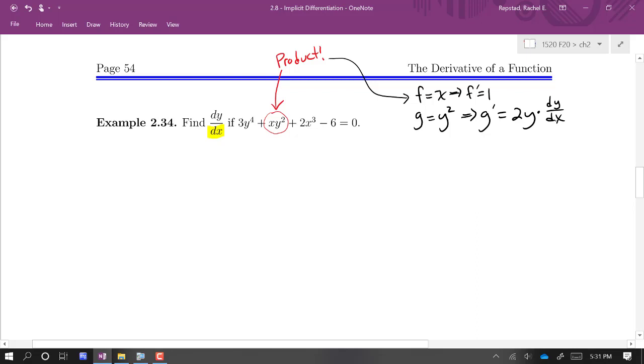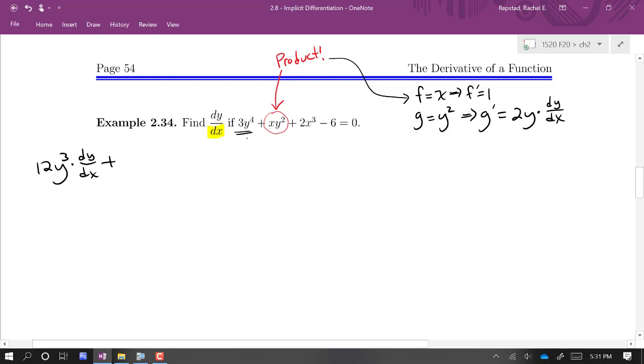All right, now let's start. We're going to just take the derivative of this equation term by term. Our first term, when we take that derivative using the power rule, we get 12y cubed. Now, we're respecting x, so we need times dy dx.